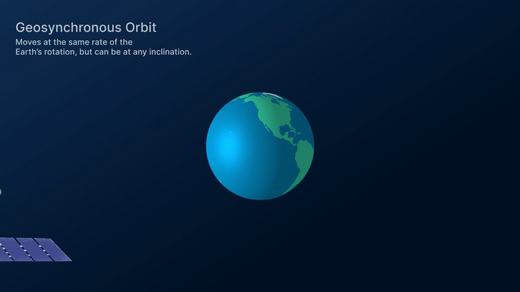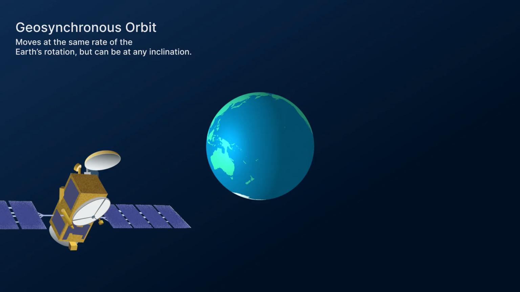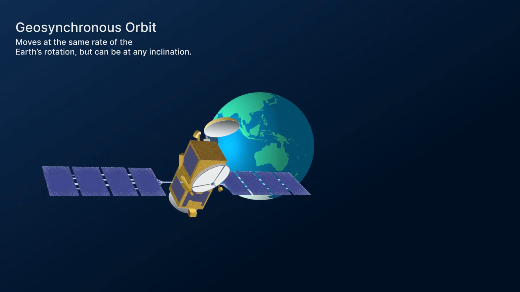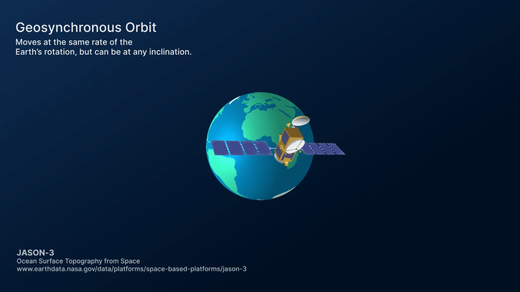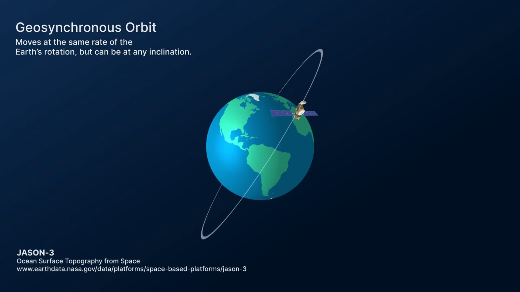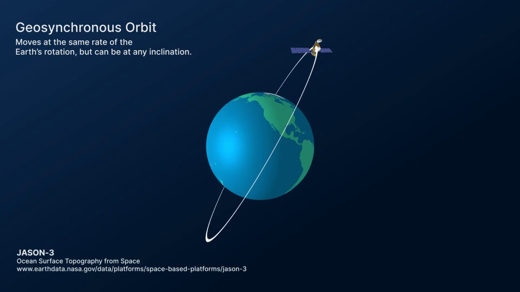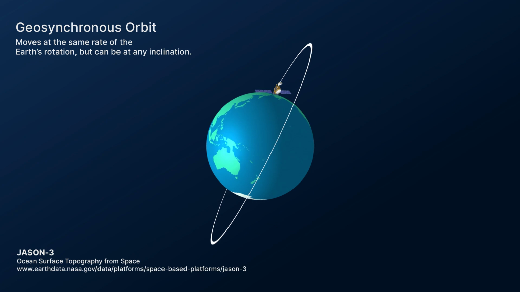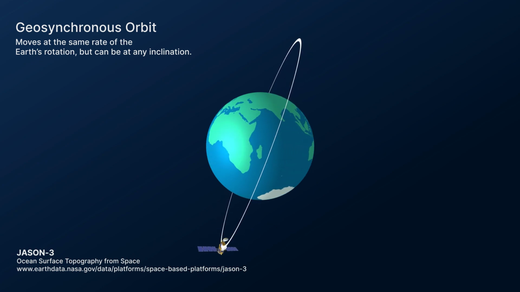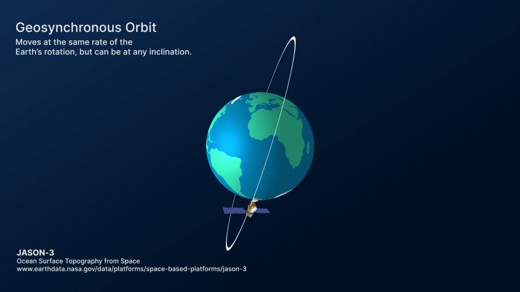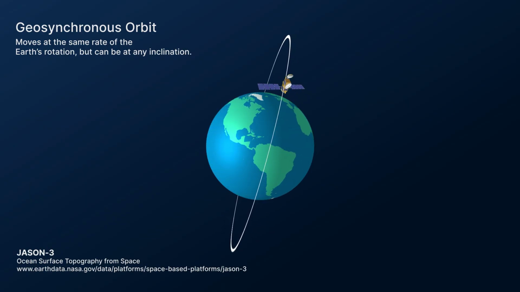A platform in geosynchronous orbit moves at the same rate as the Earth's rotation, but can be at any inclination. Let's use JASON 3 as an example platform with a geosynchronous orbit. JASON 3 can measure significant wave height, sigma naught, and dry and wet troposphere and ionosphere, which can be used to calculate sea surface height anomalies and total electron content.